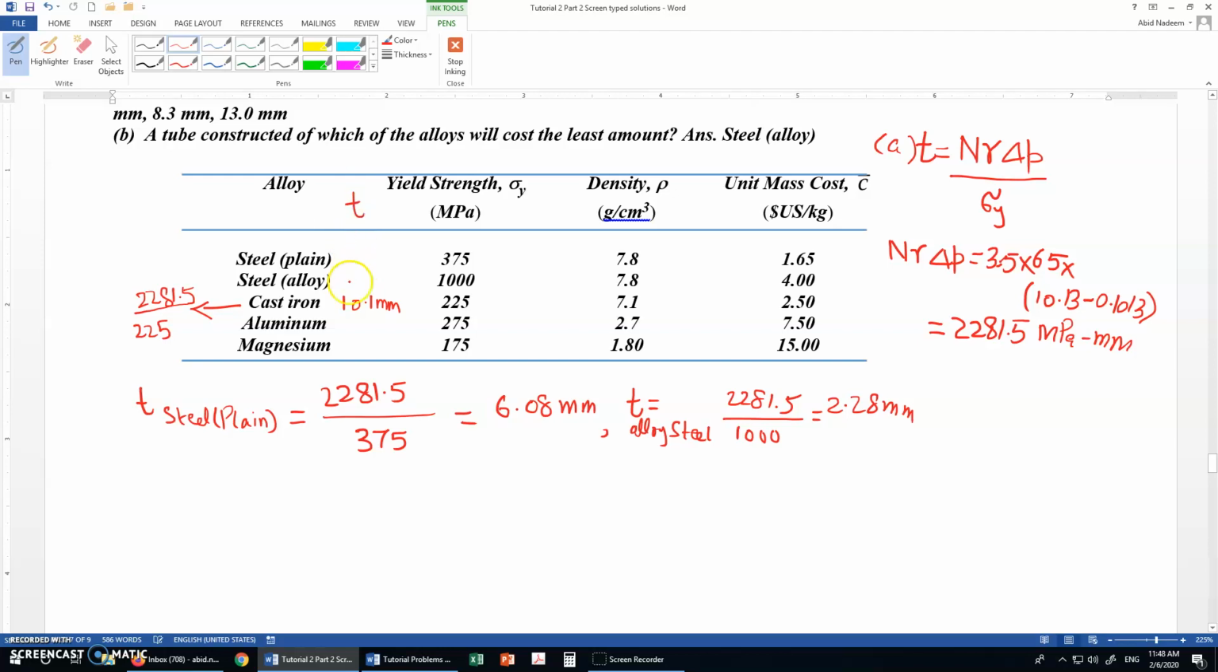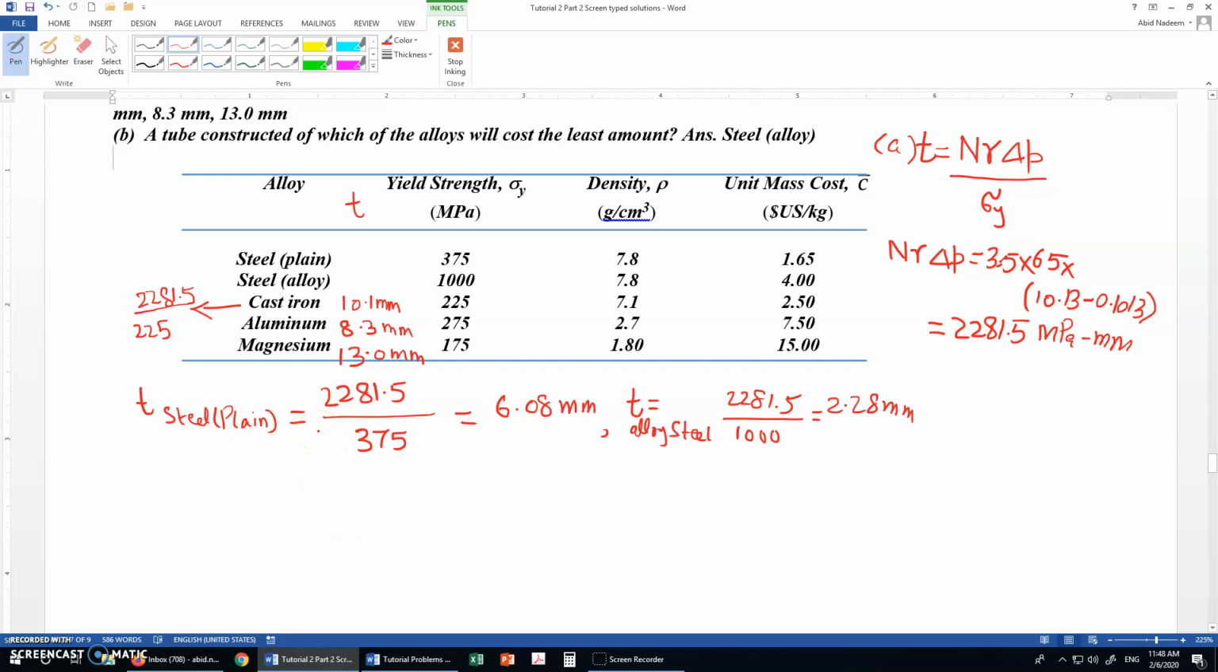For aluminium, it will come out to be 8.3 millimeter, because its yield strength is much higher than the cast iron. Magnesium's yield strength is much lower, and its thickness is the most. The thickness needed for this is 13.0 millimeter. By the same approach, for aluminium, it will be 2281.5 divided by 275, and so on. So now we have found the thickness for each one.